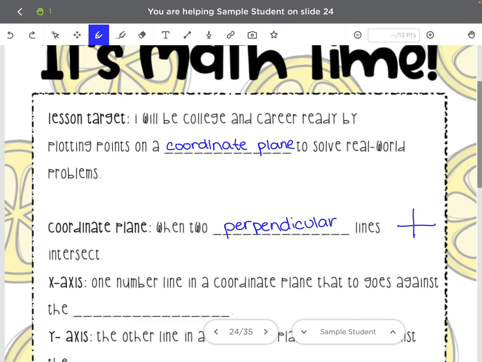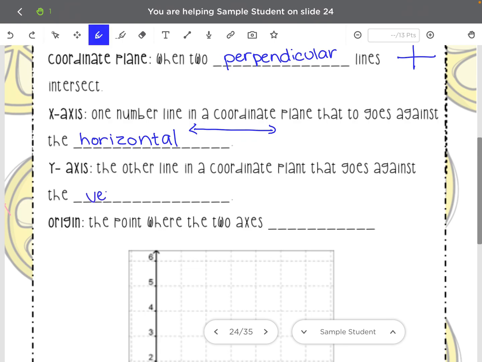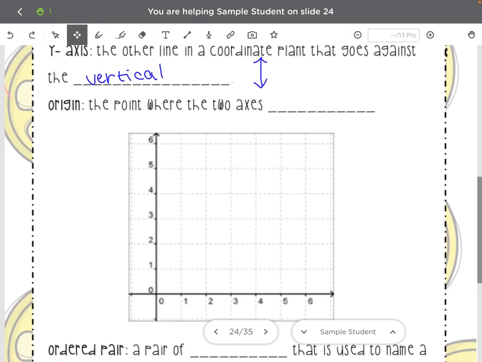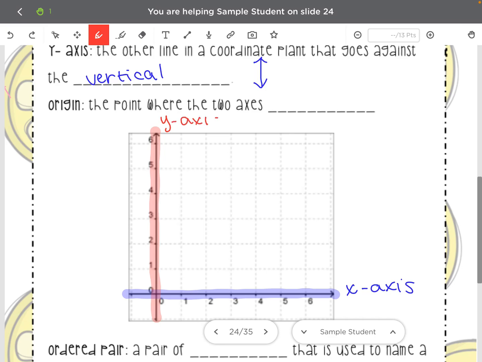Now there are two lines. The first one that goes horizontal, or across, is the x-axis. The second line that goes vertical is the y-axis, so that goes up and down. If we look down here, the line that goes across is the x-axis because it's going to the side. And the line that goes up and down is the y-axis because it's going up and down.